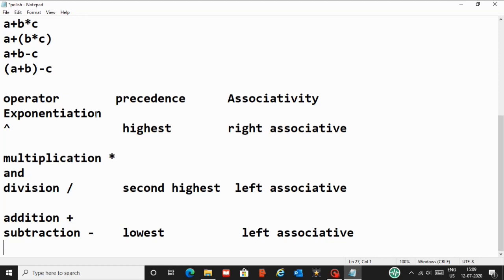Next is addition and subtraction. Addition and subtraction have the lowest precedence compared to the above, but these two have equal precedence if there are only addition and subtraction in your expression. So when those two operators having the same precedence are encountered, which has to be evaluated first depends on the associativity. So again, both of them are left associative. Please make a note of this, then we will move further.